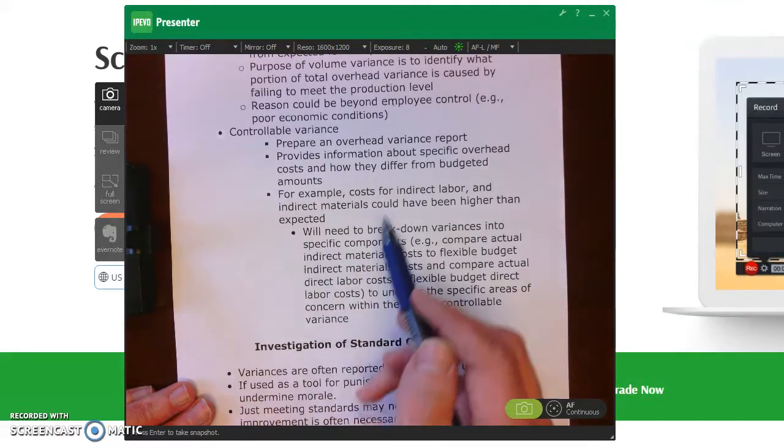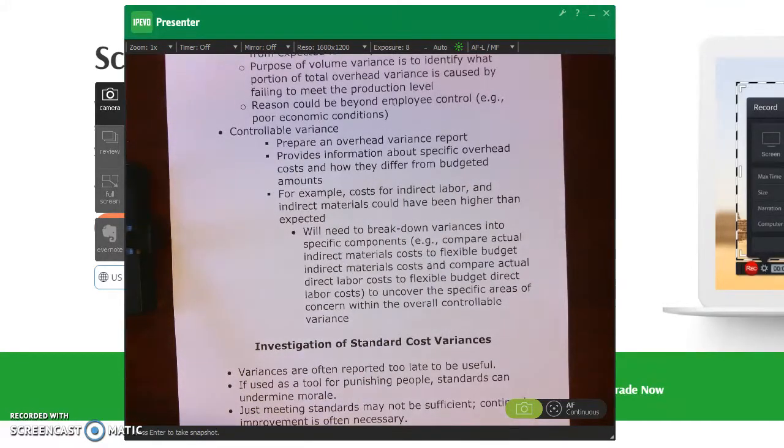Okay, so this says this is how much overhead you should have had. Right? You should have had this much. If you operated at 70% capacity, you should have had this much overhead, and then you actually had this much. What happened? If it's unfavorable, it's going to be due to poor cost control. If it's favorable, then you had good cost control.